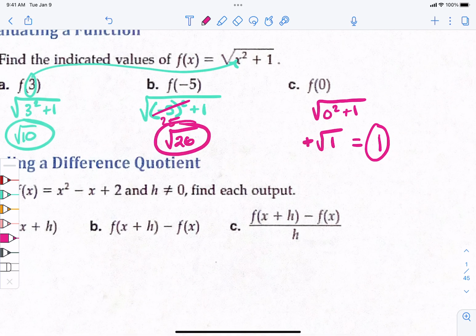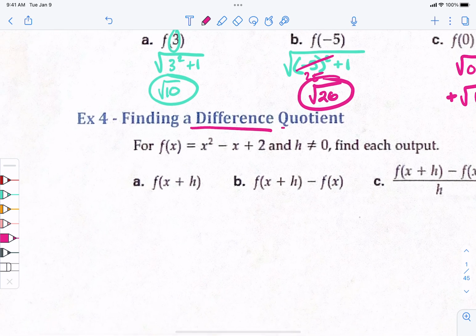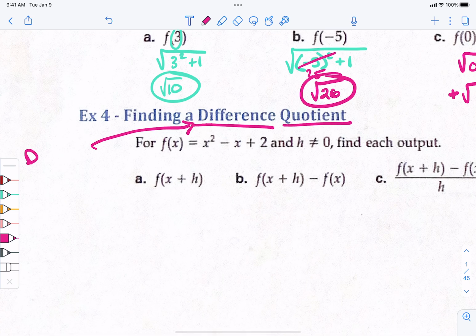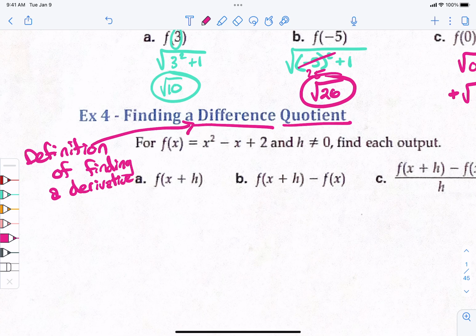Good? Okay, this next part. It's been easy so far. This next part is the hardest part, okay? It is something called calculating the difference quotient. This is the definition of finding a derivative. Now we find derivatives in calculus all the time. The difference quotient is what you calculate when you're finding the derivative.